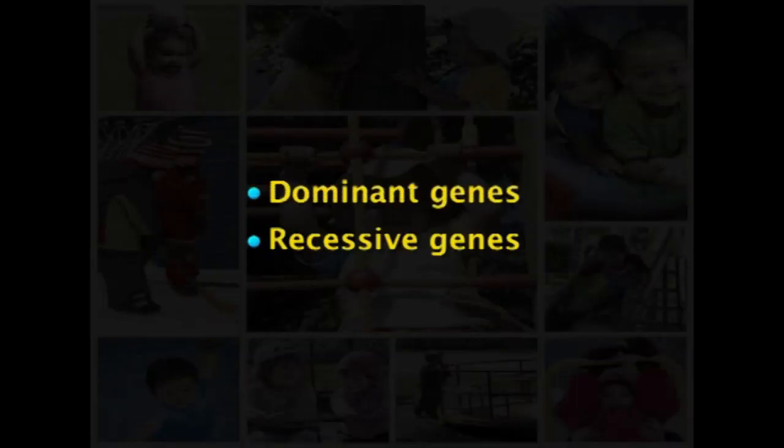Again, we have two types of genes: dominant and recessive. Dominant genes: when a gene is dominant, the trait it controls will be present every time the gene is present. For example, the brown gene is a dominant gene. Recessive gene: when a gene is recessive, it must be paired with a second recessive gene before its effects will be expressed. The blue gene is a recessive gene.